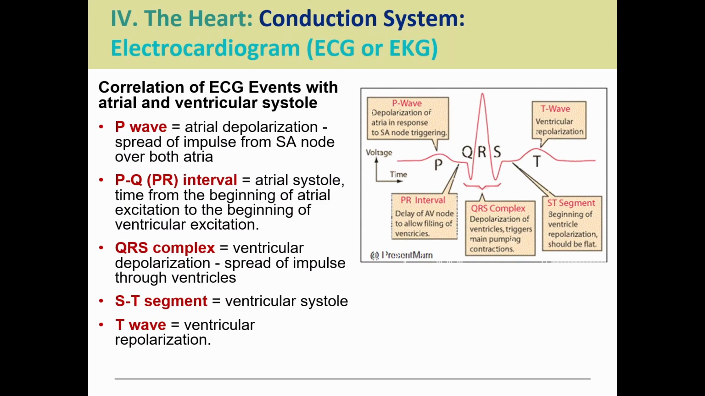The P wave, atrial depolarization, meaning the atria are being told to contract. The PQ or the PR interval, atrial systole. So this is where the ventricles are being basically filled with blood. The QRS complex, this is ventricular depolarization. So the impulse is going through the ventricles, and then the ST segment is when the blood is being ejected from the ventricles. And then the T wave, this again is just, we're trying to reset. The ventricles are repolarizing back to normal.